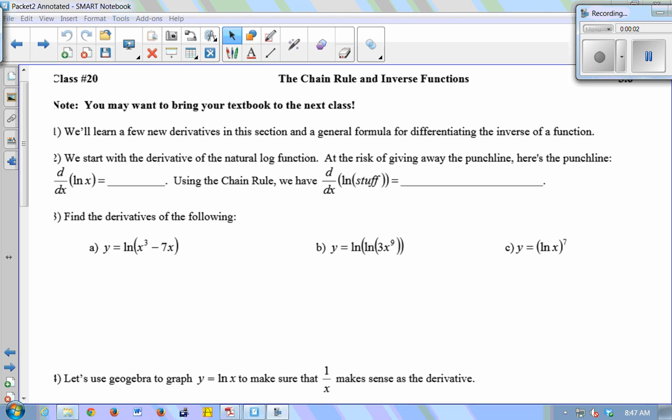Class 20, chain rule and inverse functions. First, make a little note to yourself. You might want to bring your textbook to our next class.